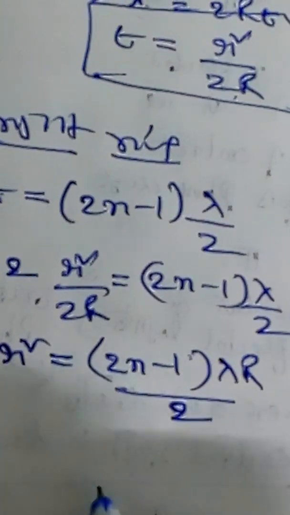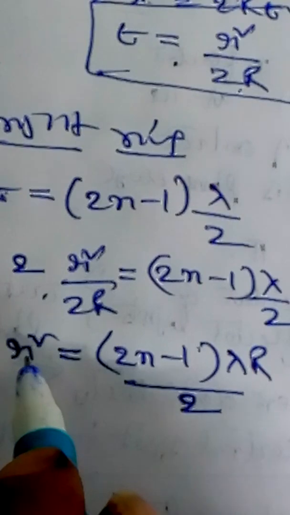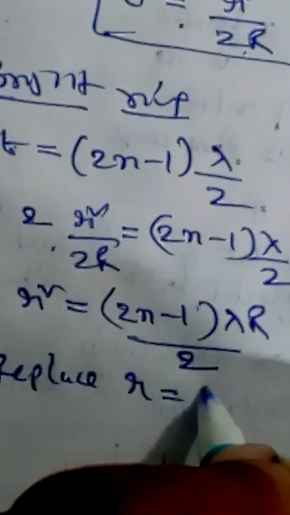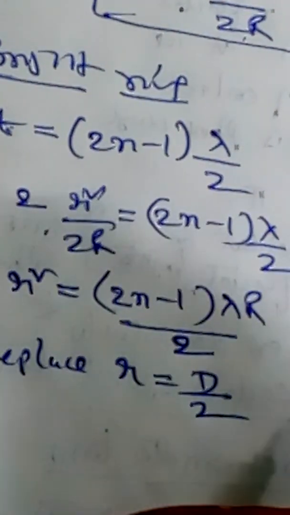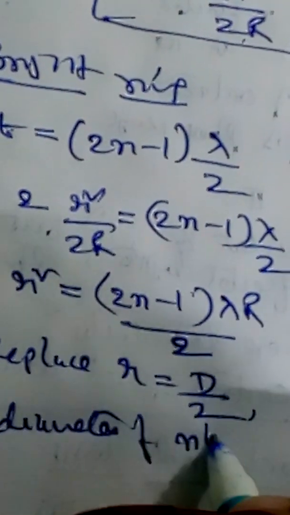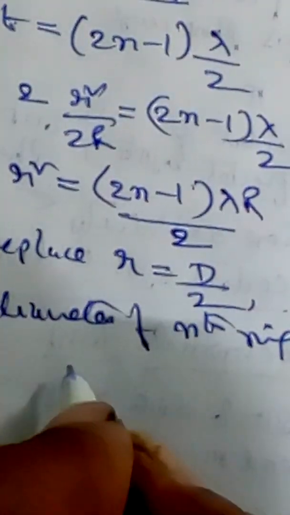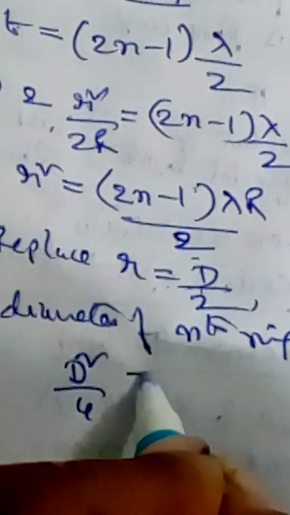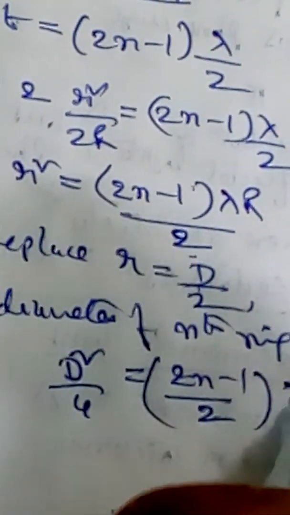Now, small r is what? Radius. It's nothing but diameter by 2. So replace small r as d by 2, that is diameter by 2. So you can find the diameter of the nth ring, let us say. The r square means (d by 2) whole square, that is d square by 4, is equal to (2n minus 1) by 2 into lambda R.